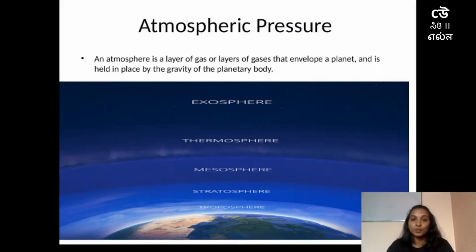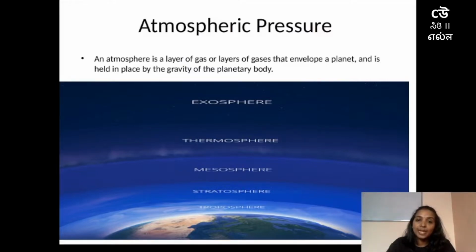To understand atmospheric pressure, first let me explain what atmosphere is. You might have heard this word in your day-to-day life, but the atmosphere consists of different layers that I have displayed in this slide. The bottommost layer, just above the Earth's surface, is called the troposphere. Then come the stratosphere, mesosphere, thermosphere, and exosphere.